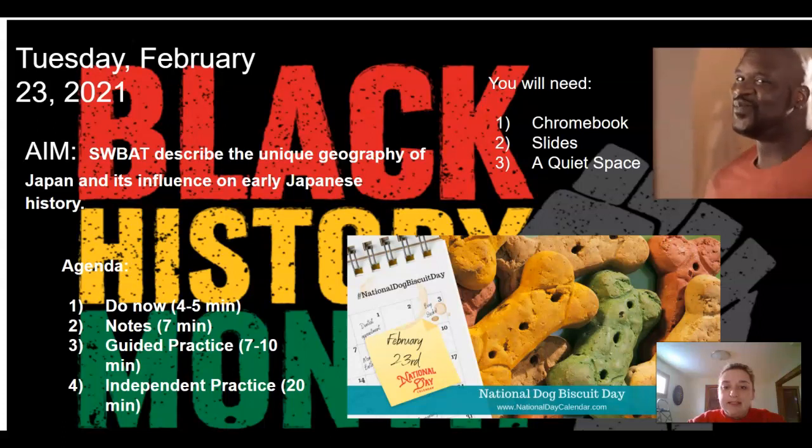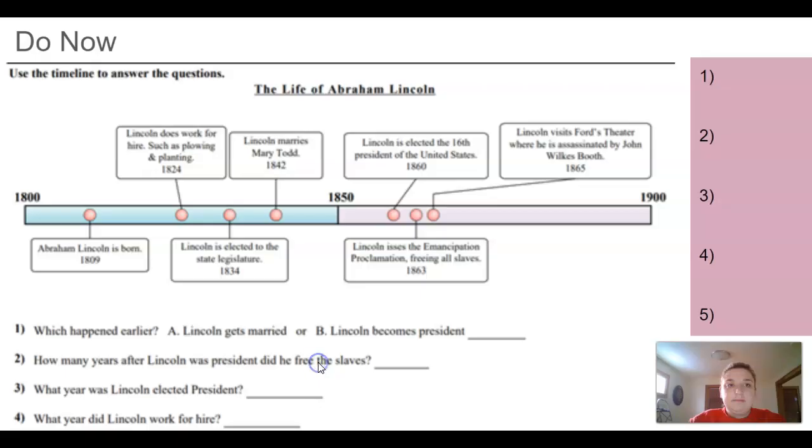And then today is National Dog Biscuit Day. So if you have a dog, make sure you give them a treat today.